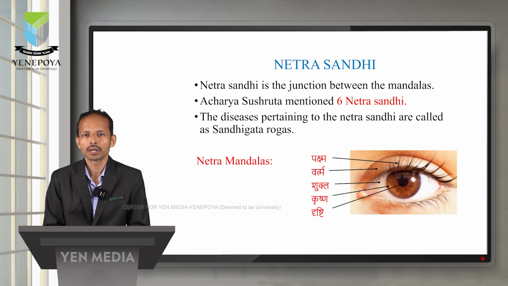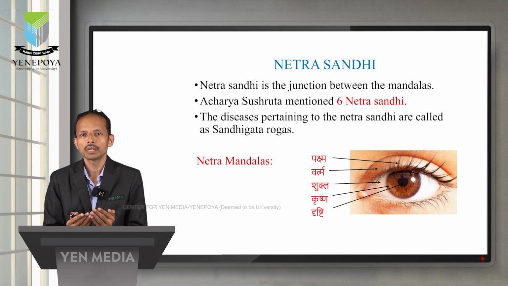Next, that is called the Pakshma mandala. Next one, Vartma mandala, the 2 eyelids. Next, Shukla mandala, the sclera or the bulbar conjunctival area. It is one circular form of arrangement, called Shukla mandala. And Krishna mandala, the blackish or brownish portion, that is the iris, is Krishna mandala, and the centermost portion is called Drishti mandala. So, these circular arrangements are 5 in number, and these are called Netra mandalas.